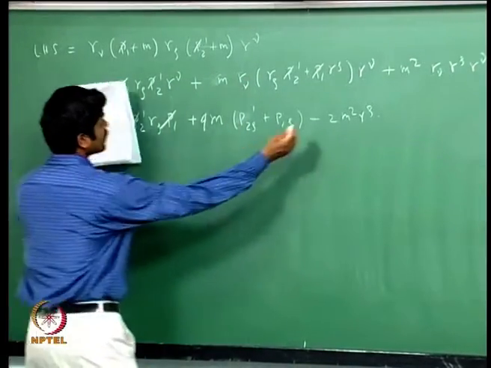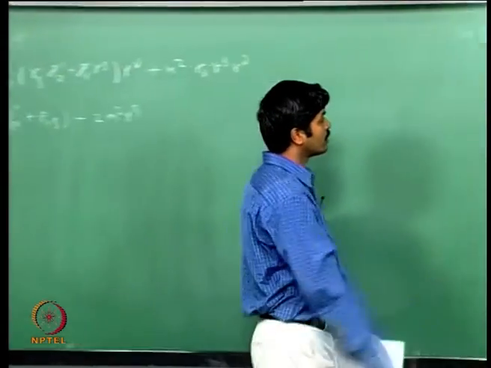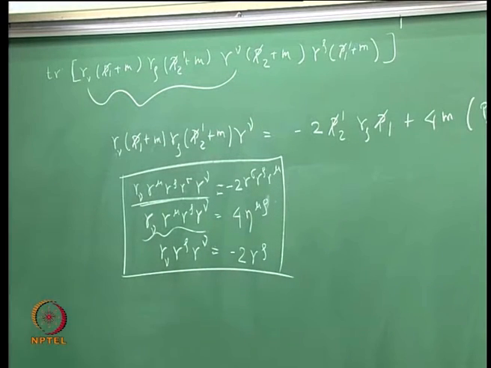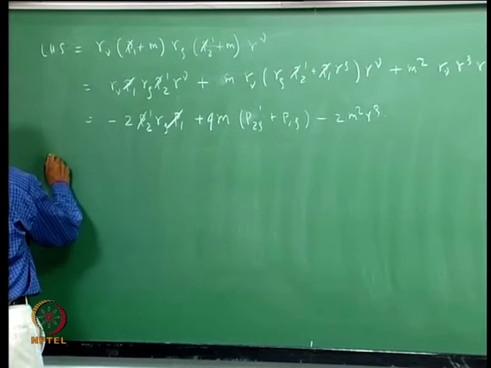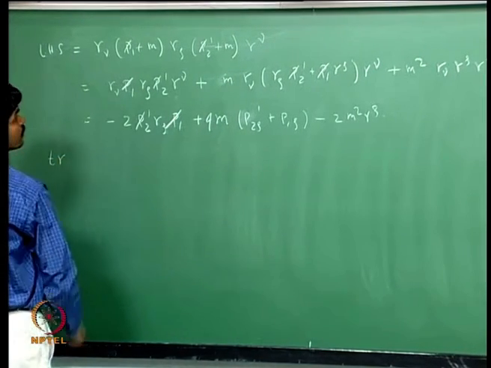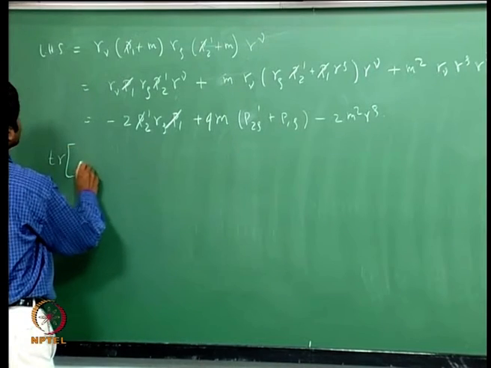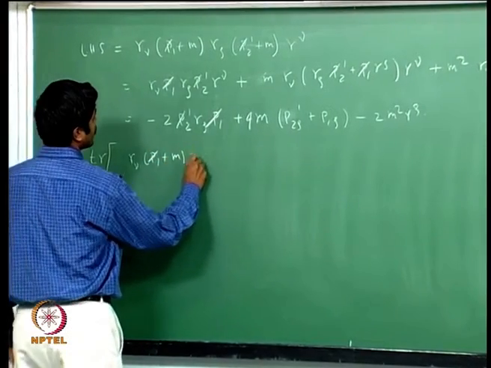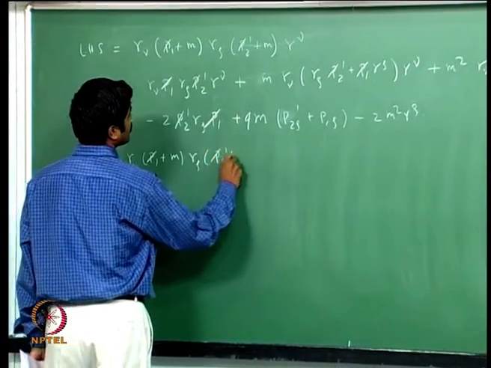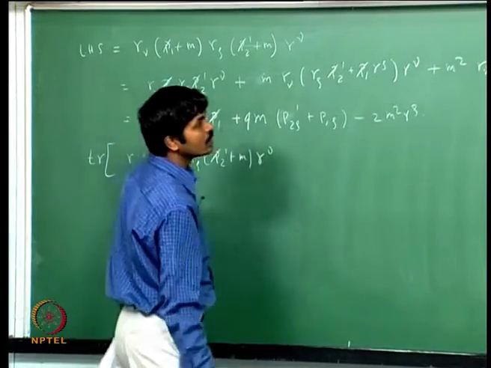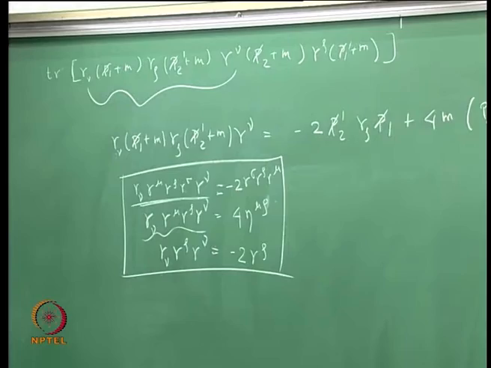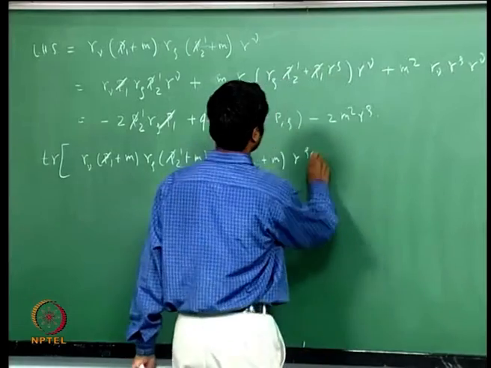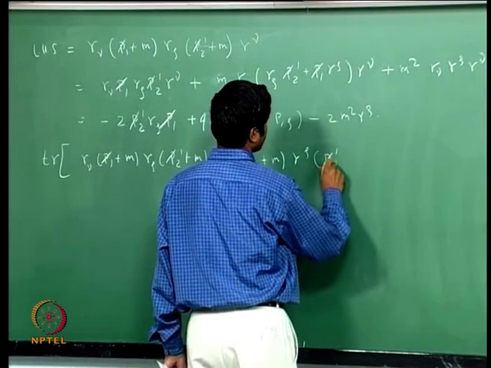So, now what I will do is that I will insert this here and I will expand all these terms to evaluate the trace. So, what we need to do is we need to look into trace of gamma nu p1 slash plus m gamma rho p2 prime slash plus m gamma nu, and then p2 slash plus m gamma rho p1 prime slash plus m.